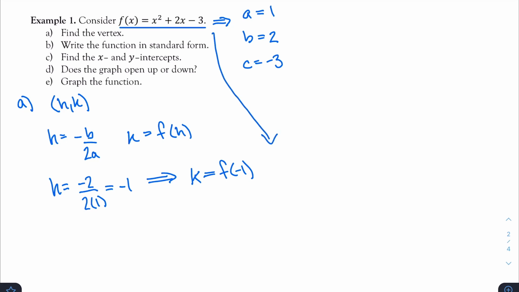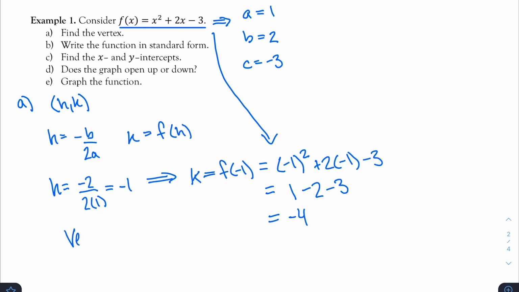I can go ahead and plug negative 1 in for x, giving me negative 1 squared plus 2 times negative 1 minus 3. If I clean this up, I get negative 1 squared, which is 1. 2 times negative 1, I get negative 2 minus 3. So 1 minus 2 minus 3. 1 minus 2 gives me negative 1. Negative 1 minus 3, I get negative 4 for k. So hence I know that my vertex here, which is h comma k, is negative 1 comma negative 4. So this is my first answer for the vertex.